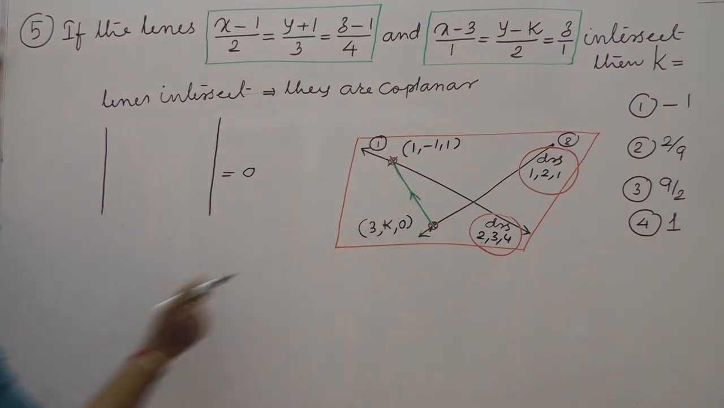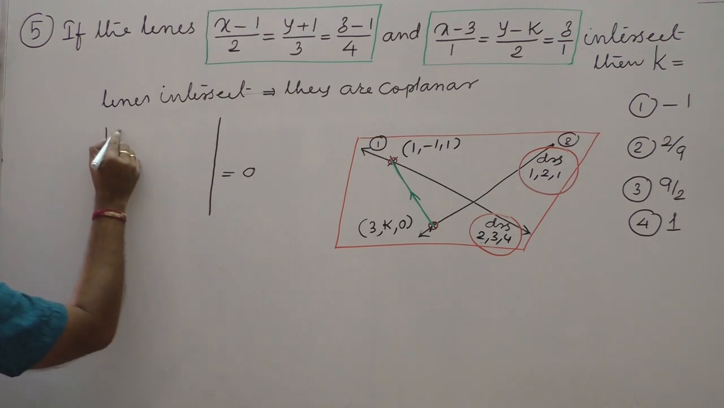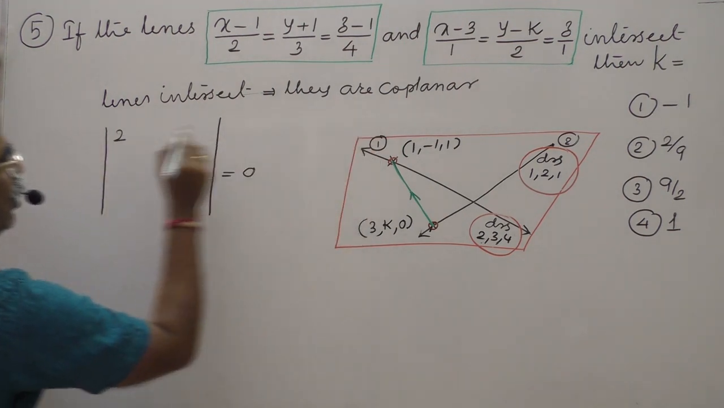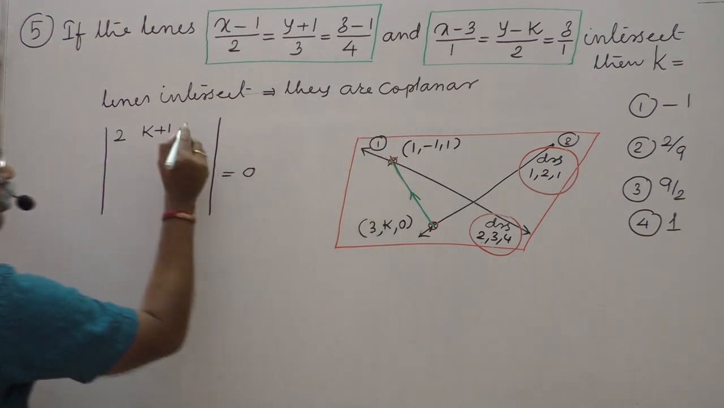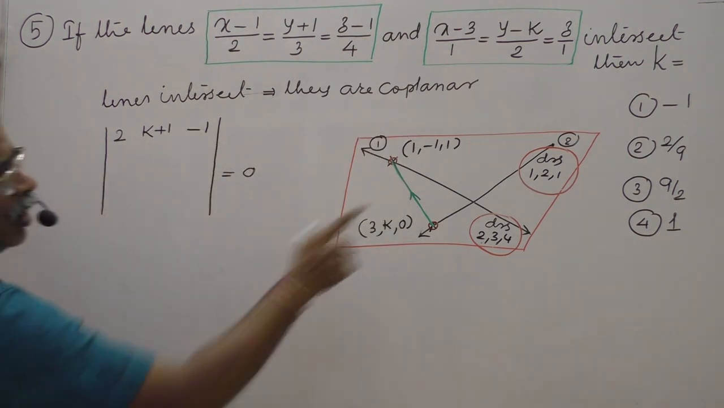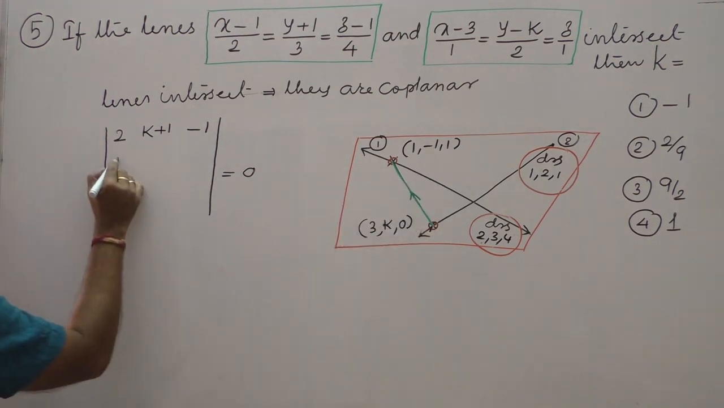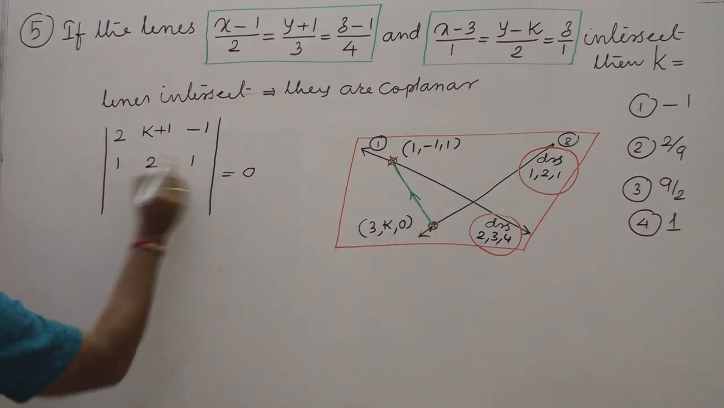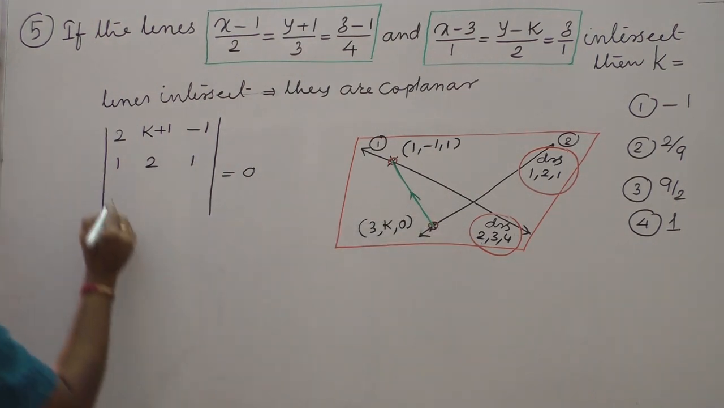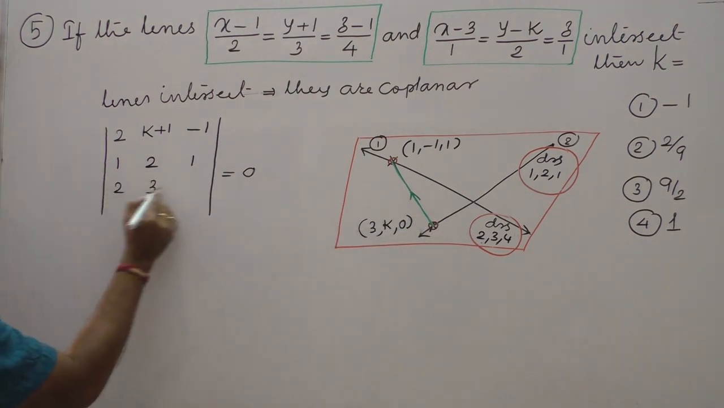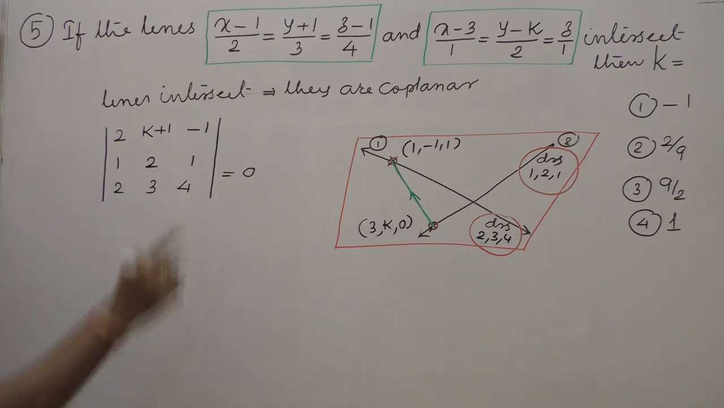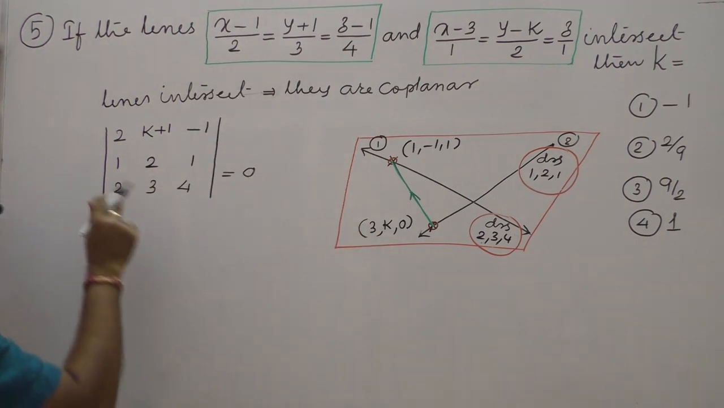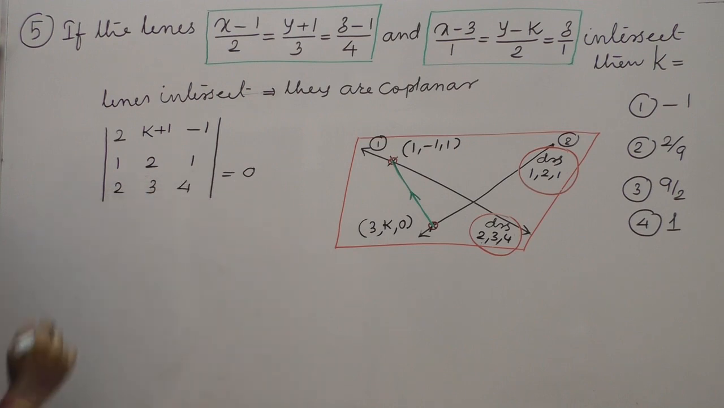I am writing that vector OB minus OA: 3 minus 1, next k minus minus, plus 1, 0 minus 1 is minus 1. Another parallel vector given by the DRs of one line. Another parallel vector. Another vector in the plane. These are the 3 vectors in the plane. Therefore, they are coplanar, scalar triple product is 0, that is box equal to 0.